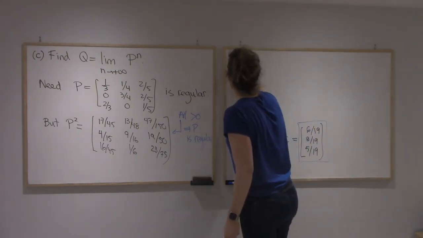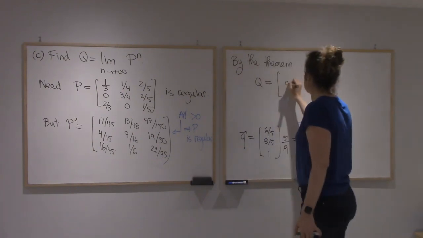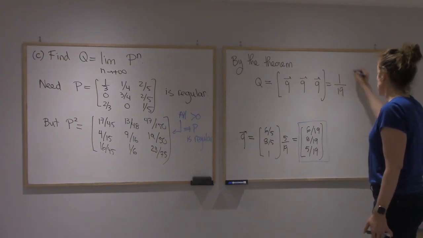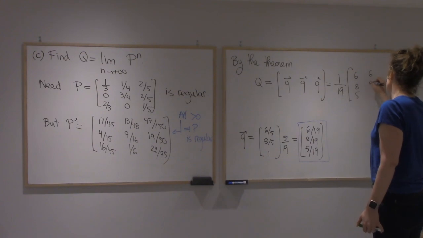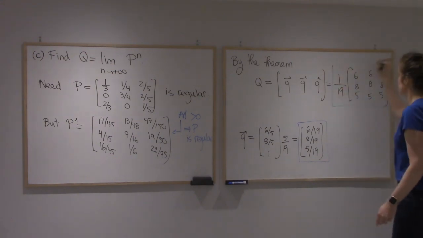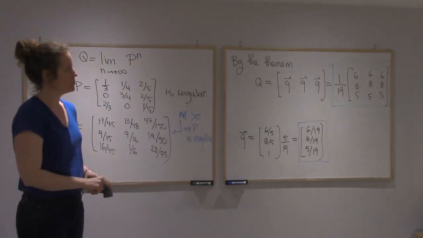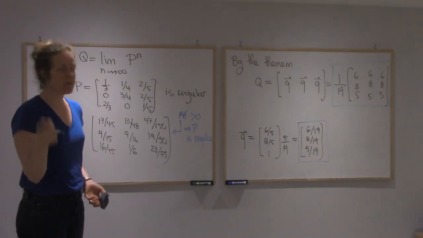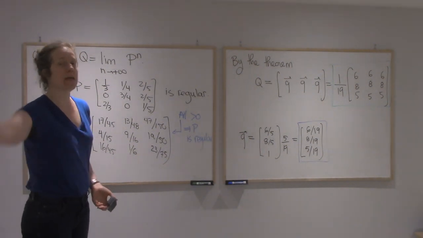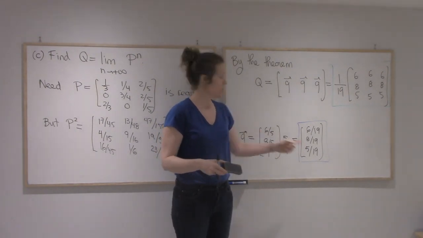So by the theorem, I'll get that the limit is Q, Q, Q. Let me take the 1 over 19 out. I'll get 6, 8, 5, 6, 8, 5, 6, 8, 5, and that's all. Note that from the theorem we get even more than this. We get that whatever state you start in, the limiting behavior, if you apply P many, many times, the state vector that you get will tend to this. Whatever you start at, you'll end up close to this.